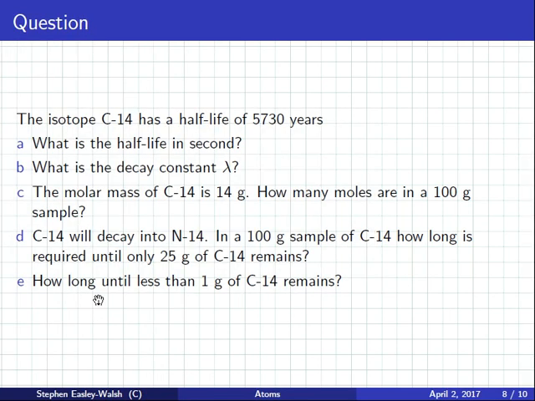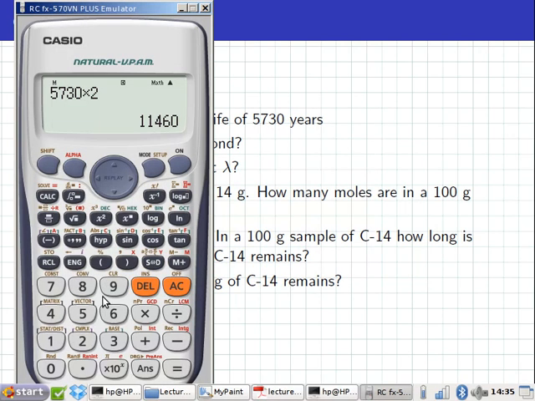And finally, how long until less than 1 gram remains? Now, did I ask you an exact amount? No, I said how long until less than 1 gram, so I can ask you to estimate here. Think about this. We start with 100 grams. After 1 half-life, we have 50. After 2, 25. 12.5. 6.25. 3.125. 1.5. 0.7. So 7 half-lives.